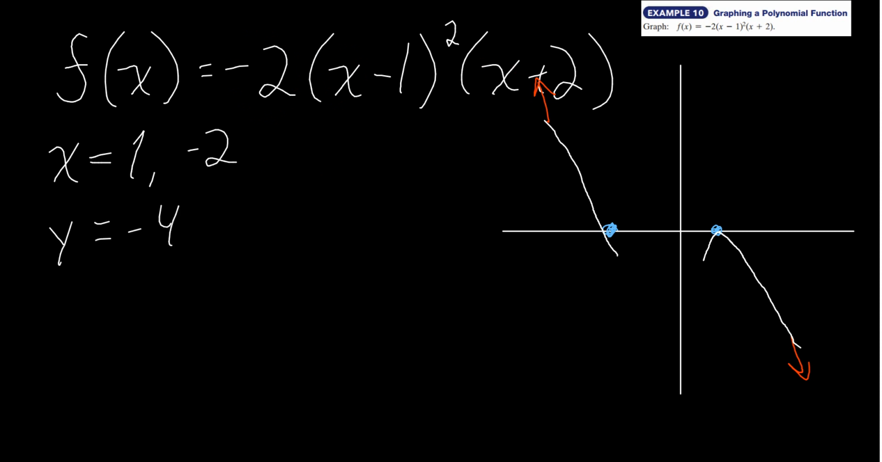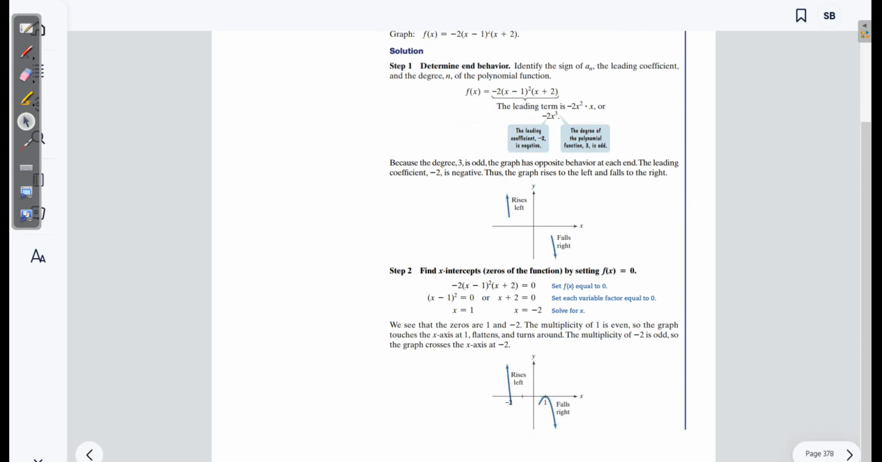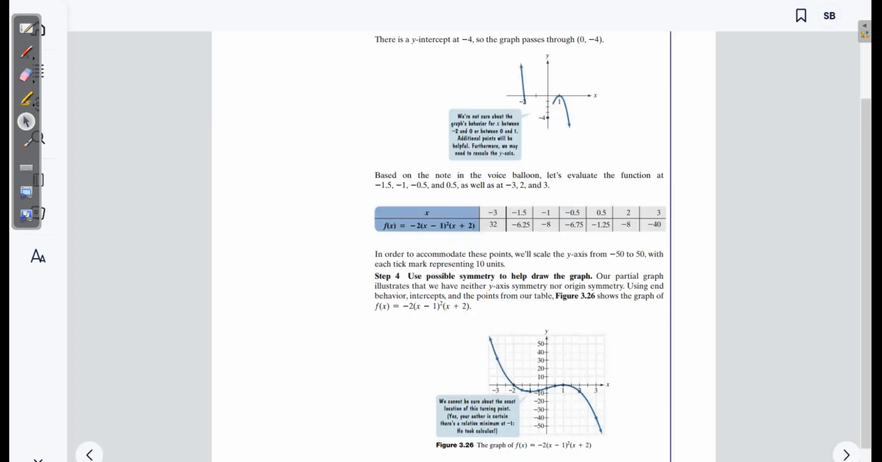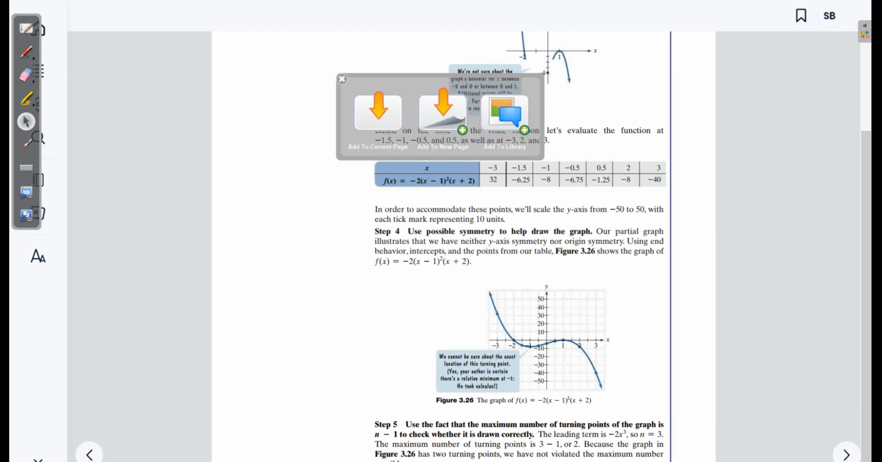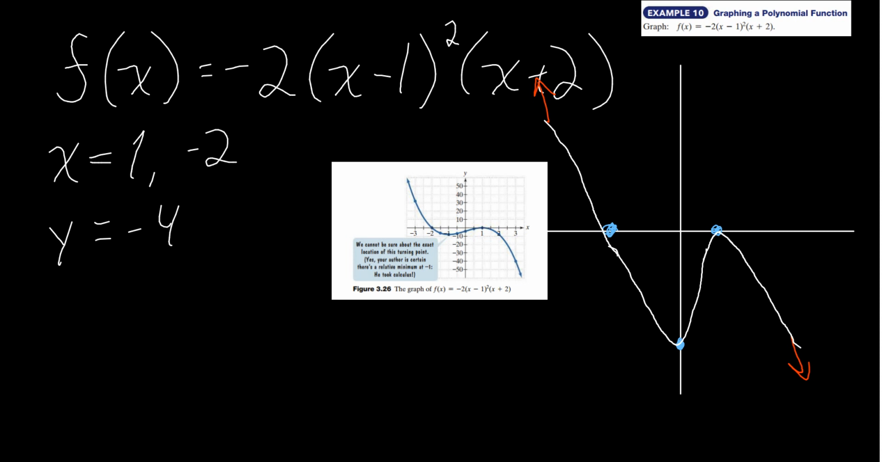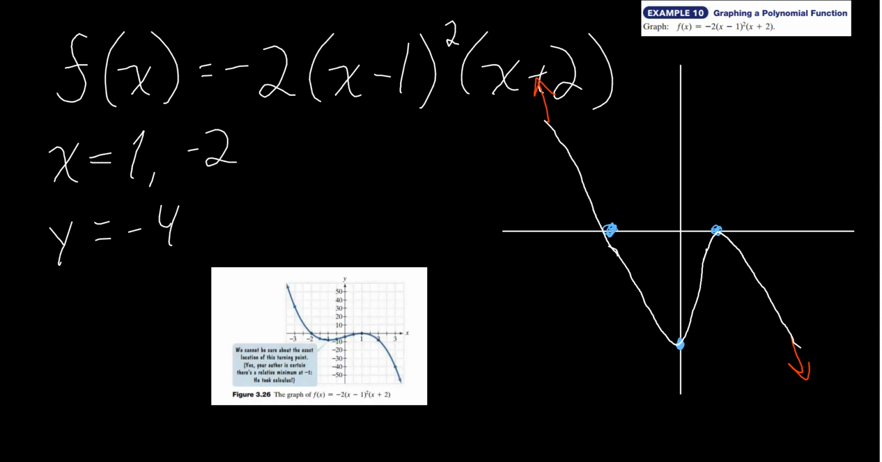Again, I'm just eyeballing it somewhere down here. And that's it. We just connect these dots. And my graph looks something like this. And of course we can get a better version of it, like so. And that's our function.